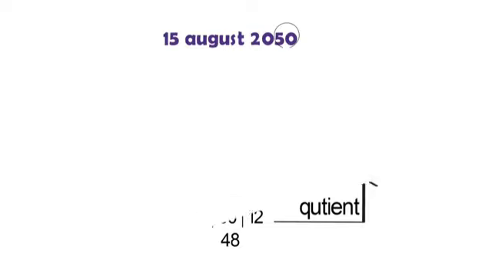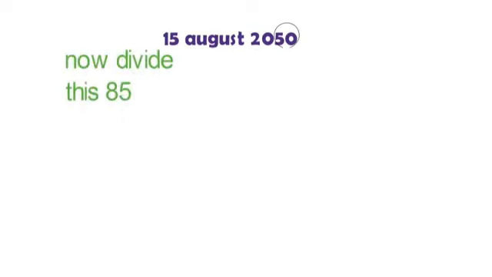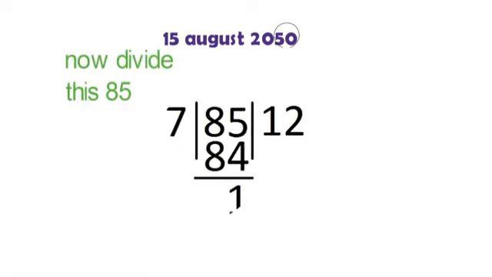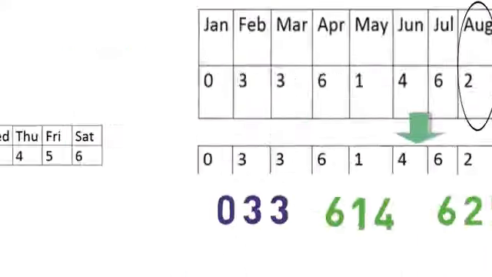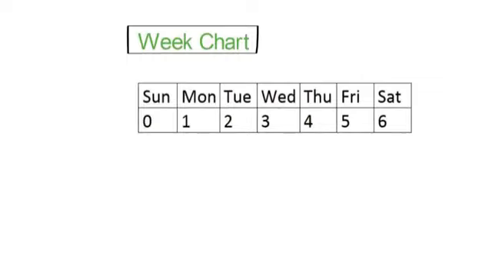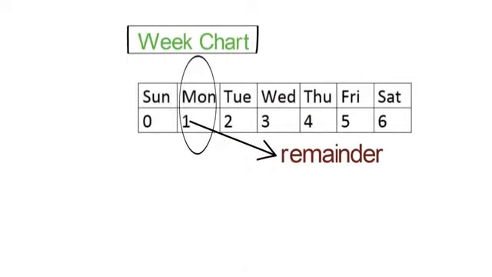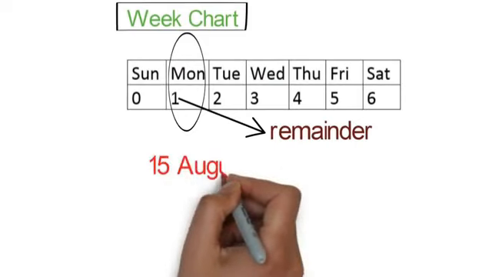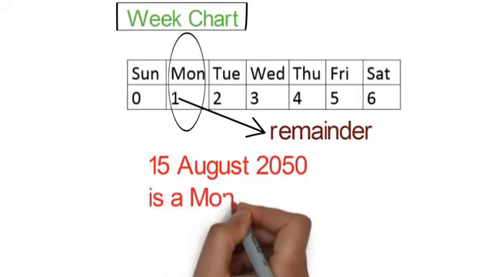The second step of this problem is the division. Divide this 85 by 7. This time take the remainder only. And guess what? We are done with the problem, as this remainder 1 is the final clue. To find the weekday, see the week chart. Here this remainder 1 refers to Monday. So our date 15th August 2050 is a Monday.